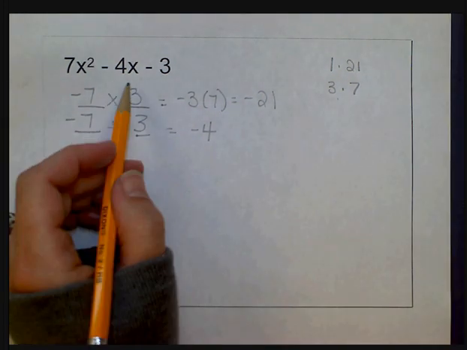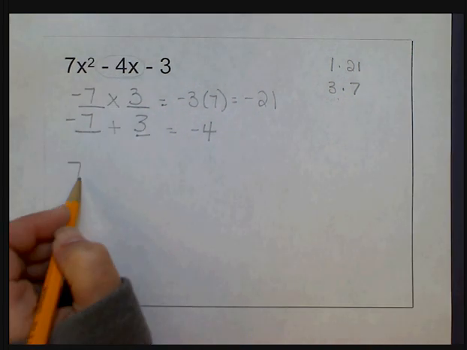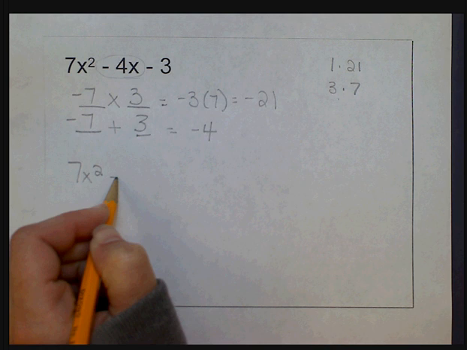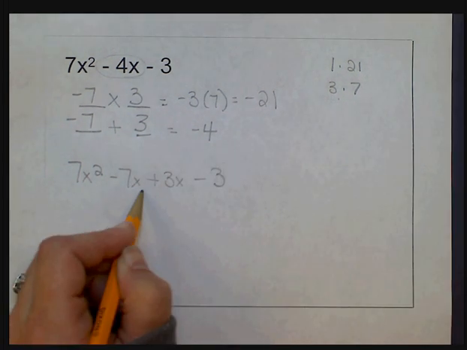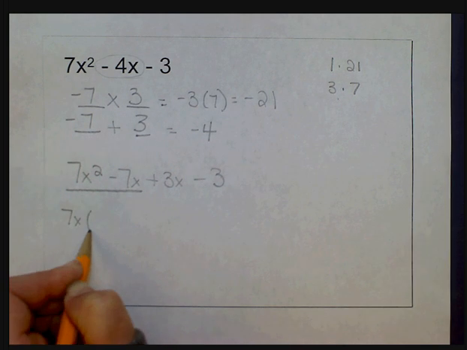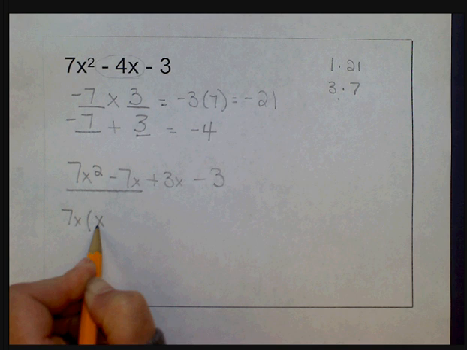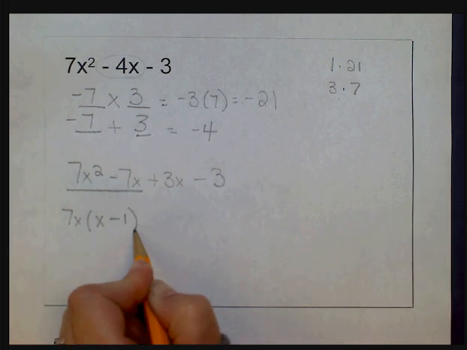So I'm going to replace this negative 4x with negative 7x plus 3x. So 7x squared minus 7x plus 3x minus 3. Look at the first 2 terms. They have a 7x in common. So 7x times x will give me 7x squared, and 7x times negative 1 will give me a negative 7x.